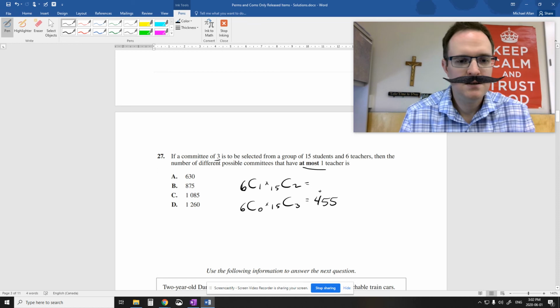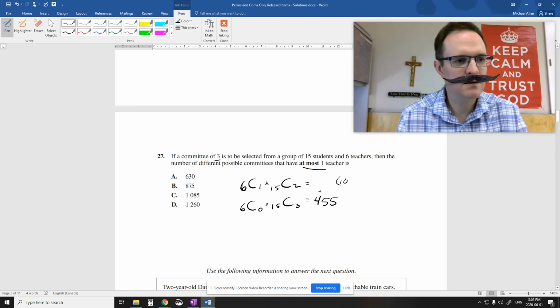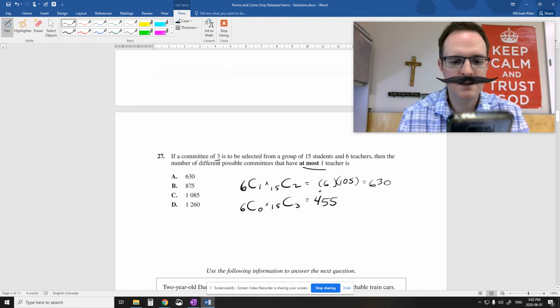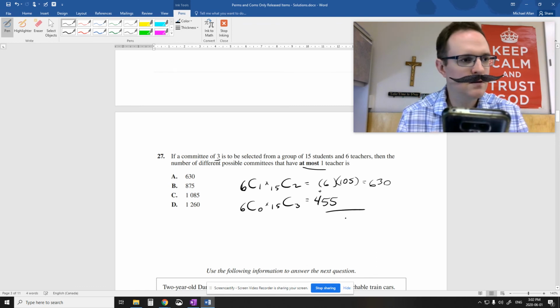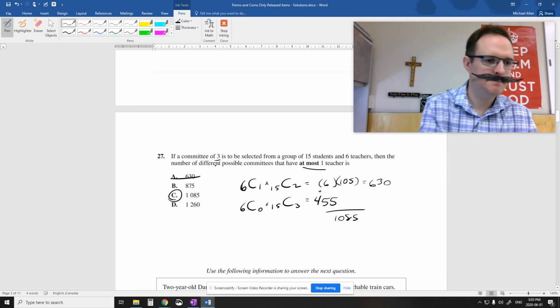And 15C2. So 105 here times the 6. So 630 plus the 455. 1,085. Yeah, I can see why that's there. Okay.